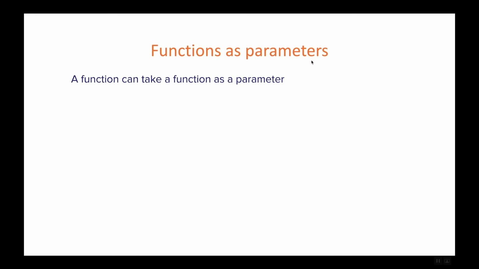Now, we can return a function, but we can also take a function as a parameter. We can pass the function to another function. So here is an example. We have our multiply function that takes two parameters and simply multiplies them and returns the result. Then I have another function called do that takes two parameters.